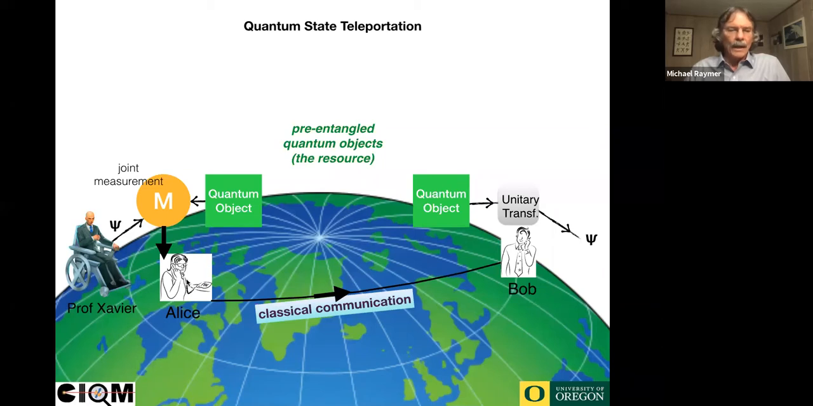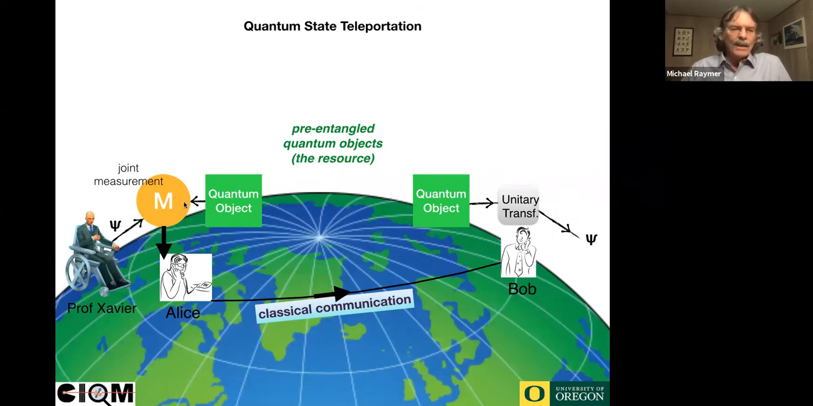And Alice says, but I don't know what the state is. And the professor says, oh, that's okay, just follow this protocol. So the protocol is, there has to be pre-shared or pre-entangled objects within this quantum device or memory, entangled with one over here. And this has to be arranged in advance. So like yesterday, Alice and Bob created this entanglement across space.